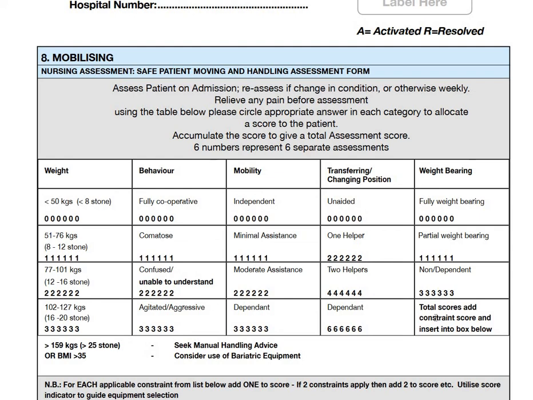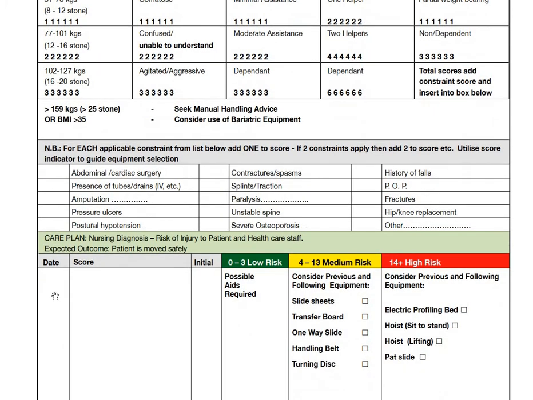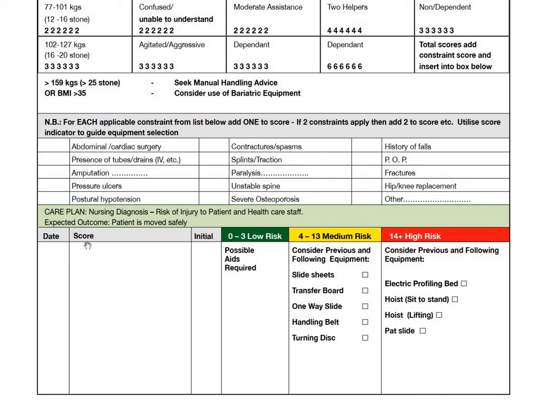So total scores, add constraint score and insert into box below. So you add up your scores, and then for each applicable constraint from this list below, add 1 to your score. So if 2 constraints apply, then add 2 to score, etc. Utilize score indicator to guide equipment selection. Okay, so if your patient is after having abdominal or cardiac surgery, you add another 1 to your score. If they have tubes or drains in situ, you add another 1. Okay, etc. So you get your total score, you put in your date, the score, the initial, and then here you have your care plan.